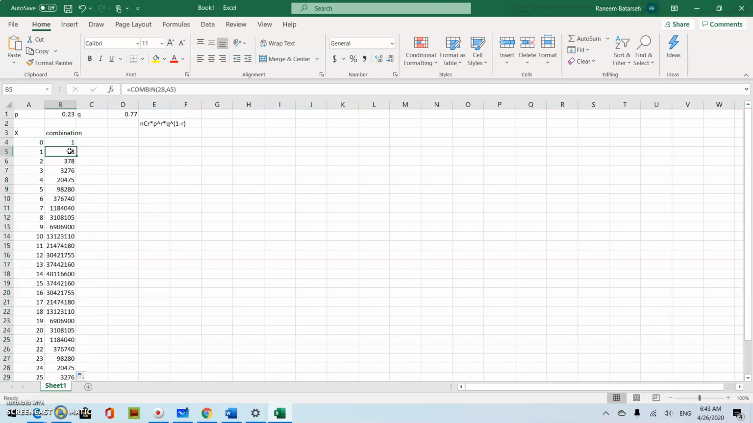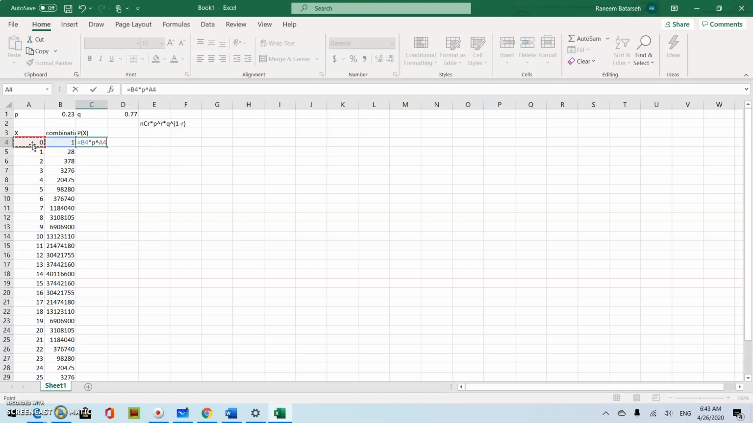This worked. Perfect. Alright, so then I'm going to do P of X. And what I'm going to do is this times p to the r times q to the 28 minus r. Sorry, I wrote the question wrong. It should be n. Sorry, p is supposed to be 0.23 and q is 0.77.